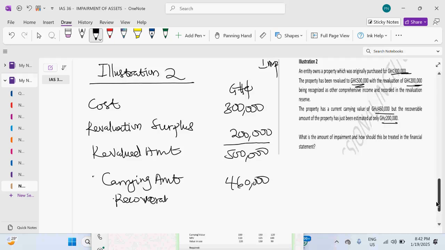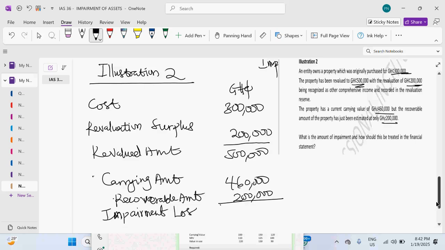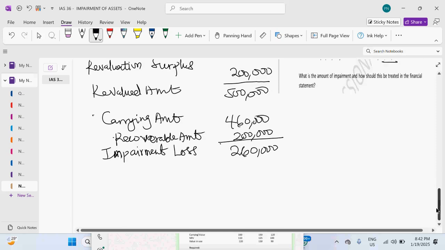Recoverable amount is 200,000. So what is our impairment loss? 260,000. Impairment loss is 260,000.